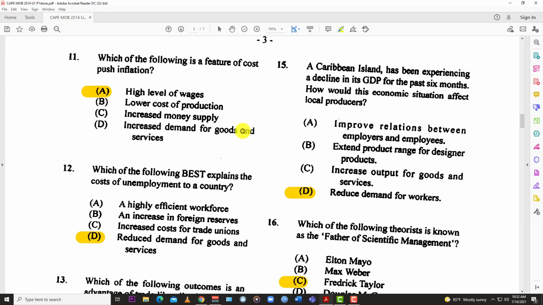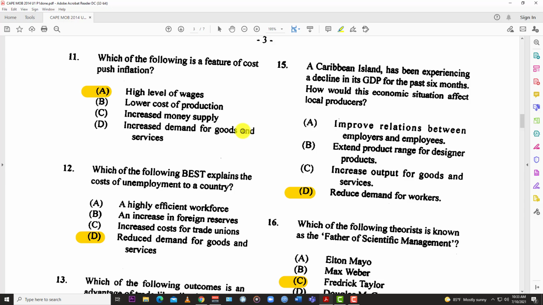Number 11. Which of the following is a feature of cost push inflation? Cost push inflation is any factor that carries up the cost of production, which in turn means that the producers have to pass that on to the consumer by raising the price. And we know inflation is a general rise in the price levels in the economy. And the best answer is A, high levels of wages. Why is it A? Because wages are a part of production. That's a cost of production.